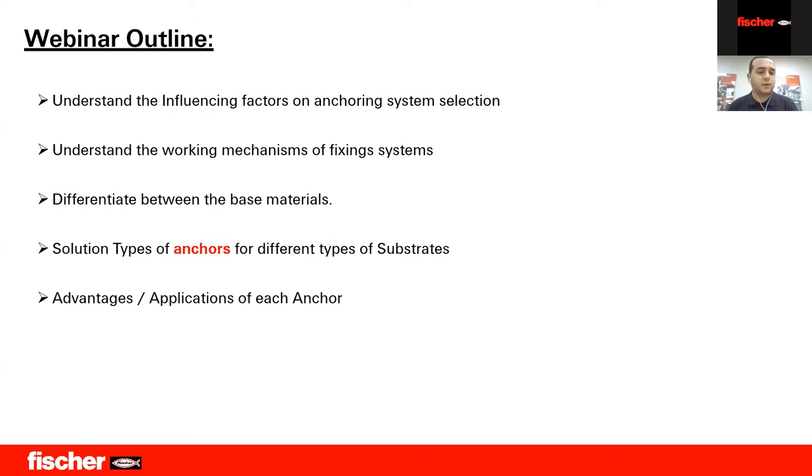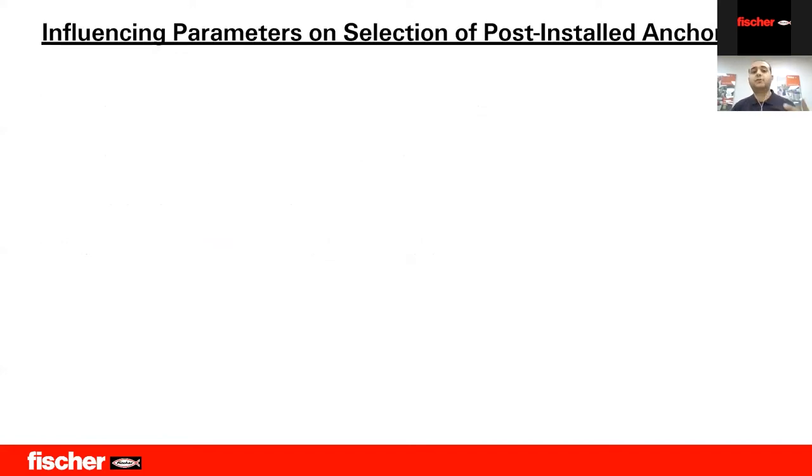So we will start firstly with the first point, which is the parameters or factors of selection of the post-installed anchors. If anybody can give me some information, what do you think we are choosing the anchor according to? What are the parameters on which we are using the anchor? Why are we choosing such an anchor for such different base material, for example? If anybody can give me an answer, it would be much appreciated before we go ahead and start.